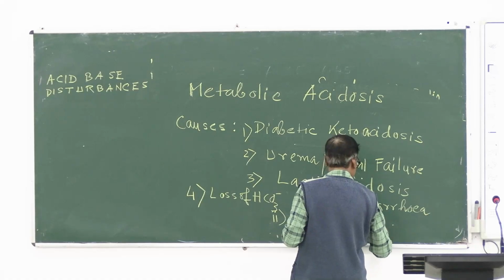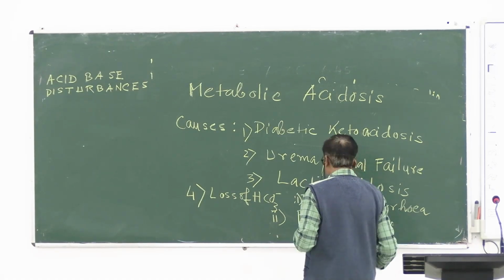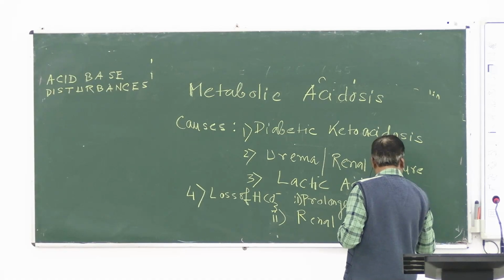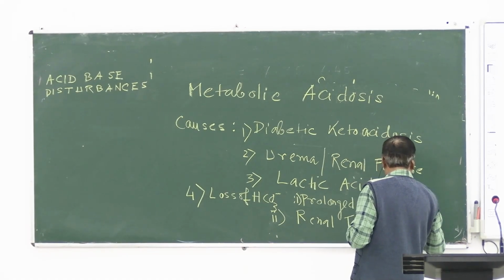This is the terminology. In clinics you will know in details. Renal tubular acidosis. Why does it occur?